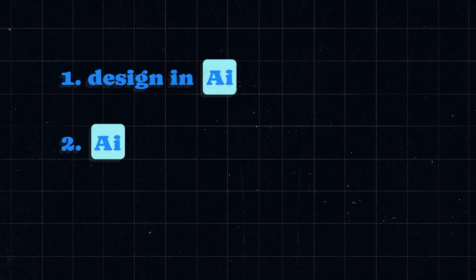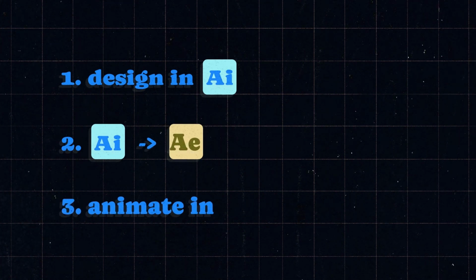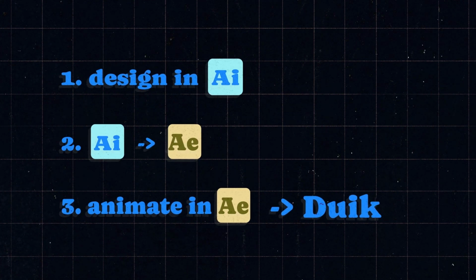This video will consist of several parts: how I prepared my work in Illustrator, imported the file into After Effects, and rigged and animated everything with Duke. So let's start with the Illustrator file.